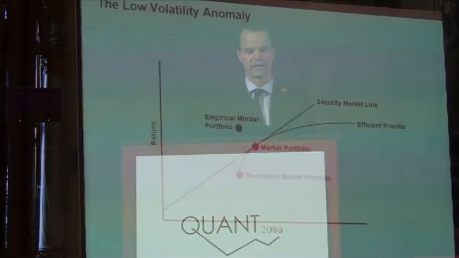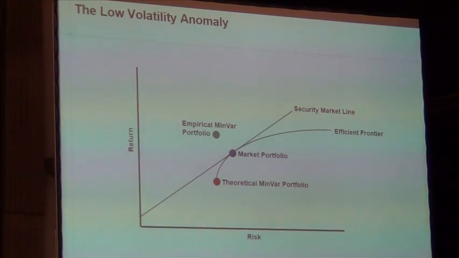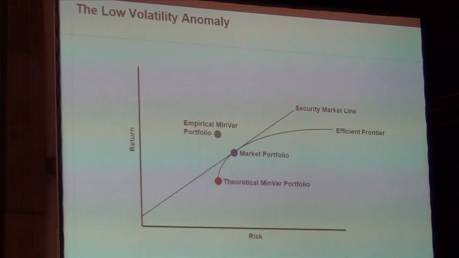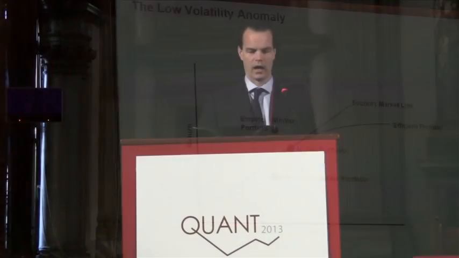This is just a quick overview of the low volatility anomaly. So you would expect the minimum variance portfolio to be on the efficient frontier, but in fact, empirically, it's been shown to be above the security market line. So what gives? The two explanations that I give most credence to: one is that in fact the security market line is not the one we think it is, because the market portfolio is in fact much broader than what equity analysts would typically look at. So maybe the market portfolio is something with a higher return, and therefore perhaps the actual security market line does go through the empirical portfolio.